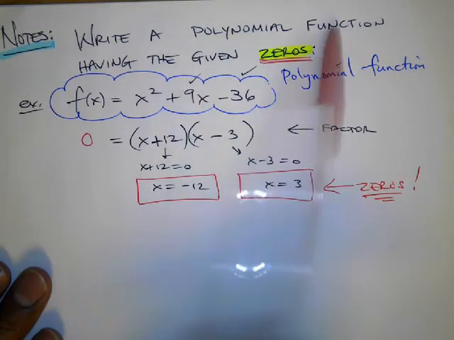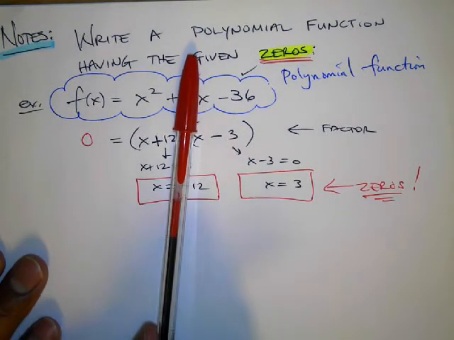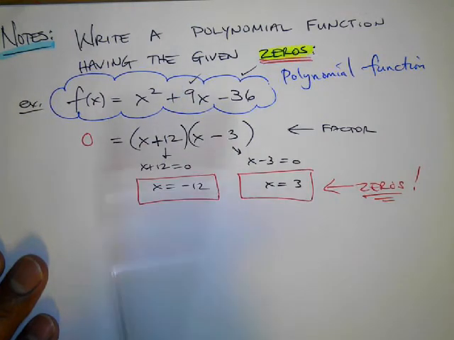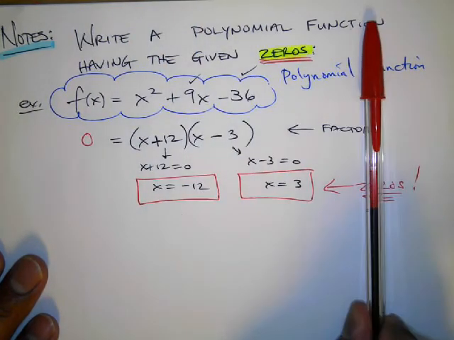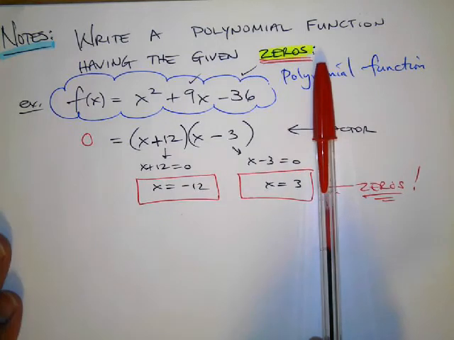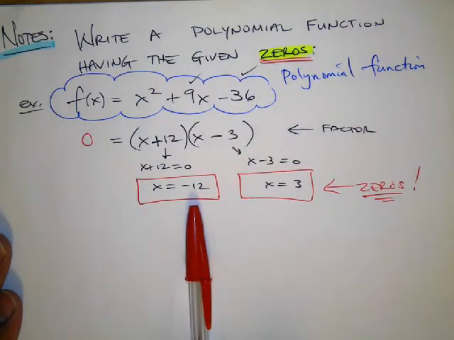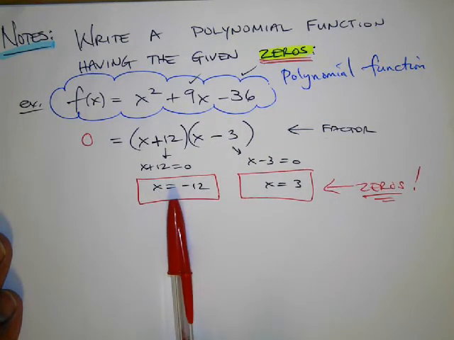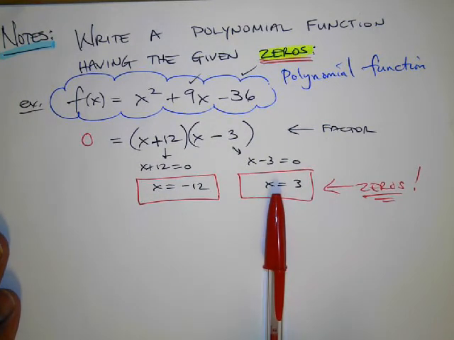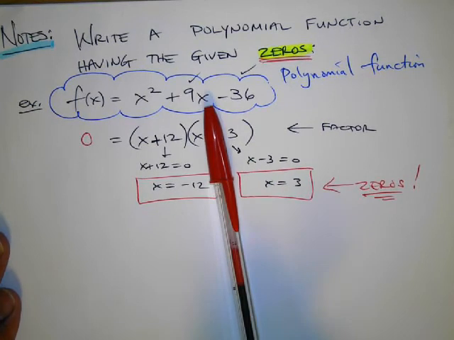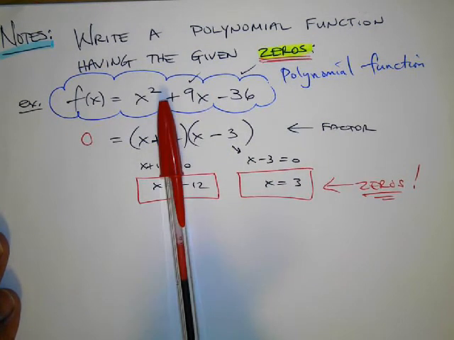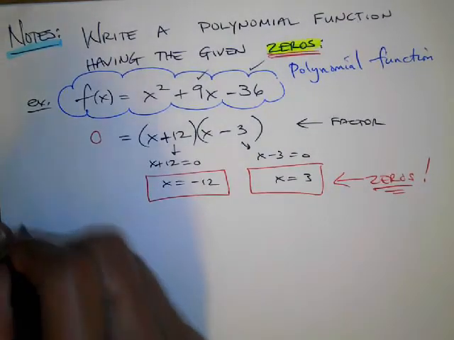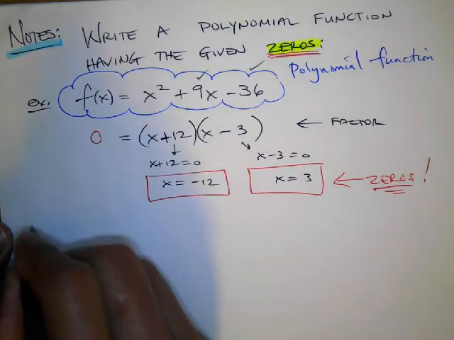See, now, if you read what the directions are saying, they're saying to write the function. The task is for you to write and find the function. Write a polynomial function having the given zeros. So now you're actually going to be starting with the zeros. And the question is, if I start with x equals negative 12 and x equals 3, how do I go back? How do I work backwards? That's what's happening now. So this one was going forward.